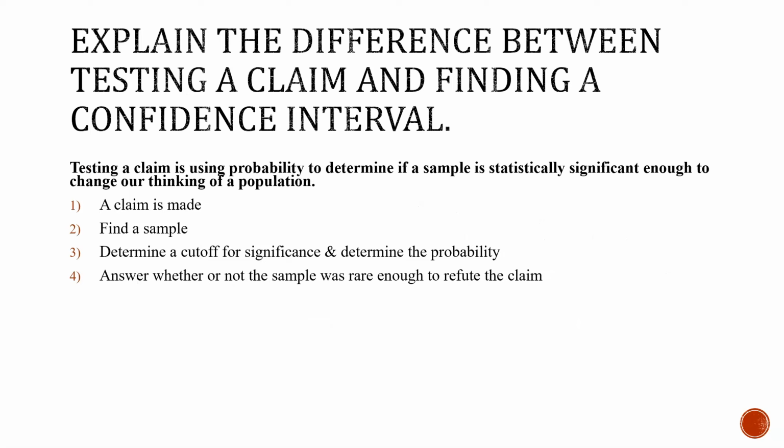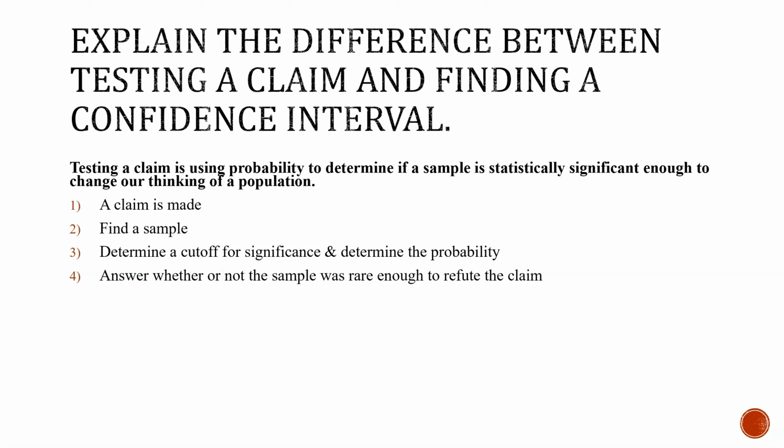Lastly, what is the difference between testing a claim and finding a confidence interval? So these are two different ways that we can make inferences. Testing a claim is what we did first in this video. Testing a claim was using a probability to determine if a sample is statistically significant enough to change our thinking of a population. So first, a claim is made.